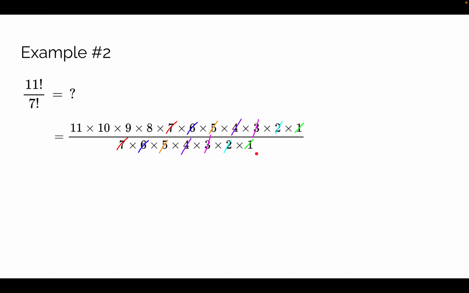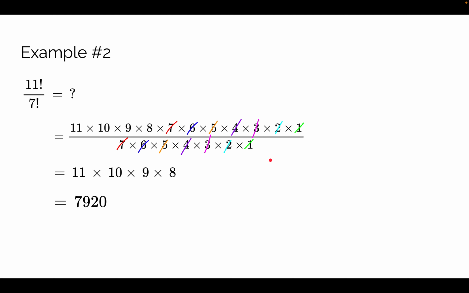Finally, what we're left with is 11 times 10 times 9 times 8, and we know we're done because there's no more factors in the denominator which we can divide out, so this is the most simplified we can get. And if we want to simplify this even more, we multiply these four numbers together, which gets us 7,920.